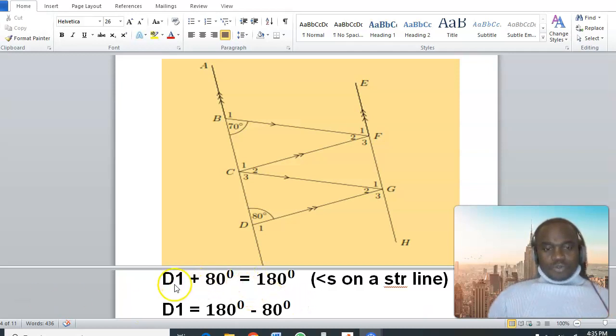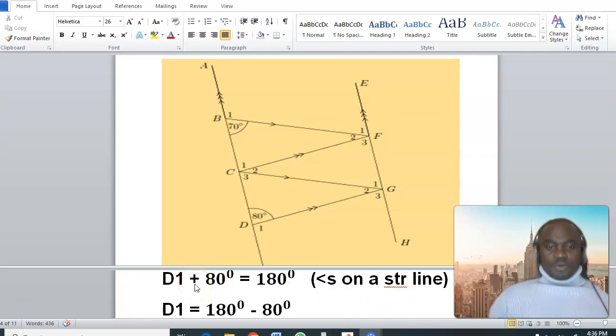Good. So D1 plus 80 degrees should be equal to 180. That is angles on a straight line. That's the short form. We must learn how to write the short form for the reasons. Straight line, STR. Angles, that's the symbol. We are going to take this to grade 11, grade 12. So start learning it now.